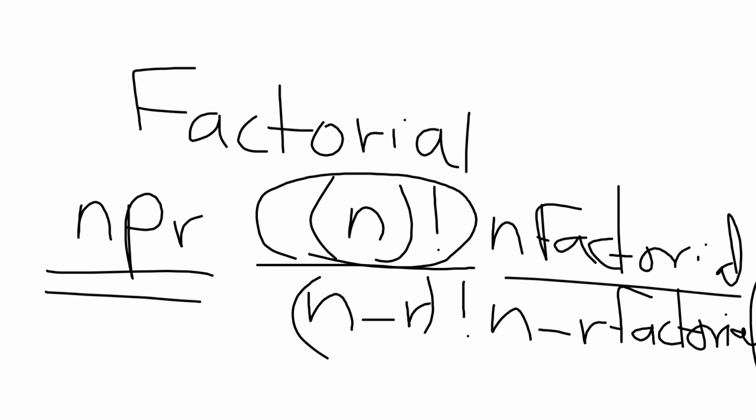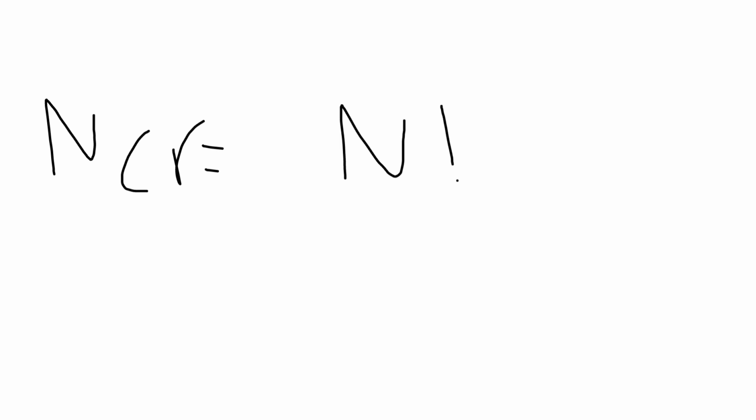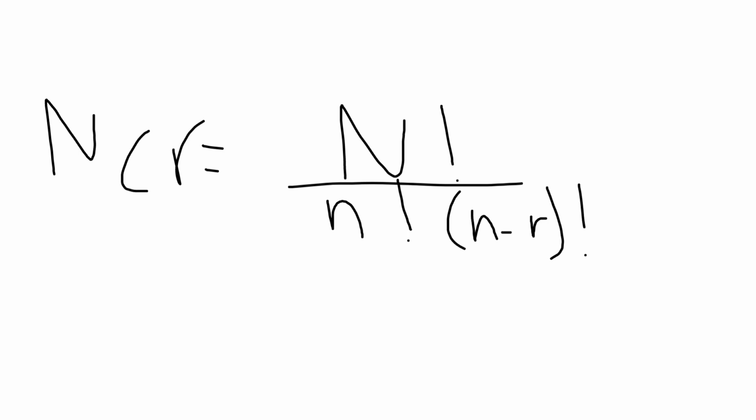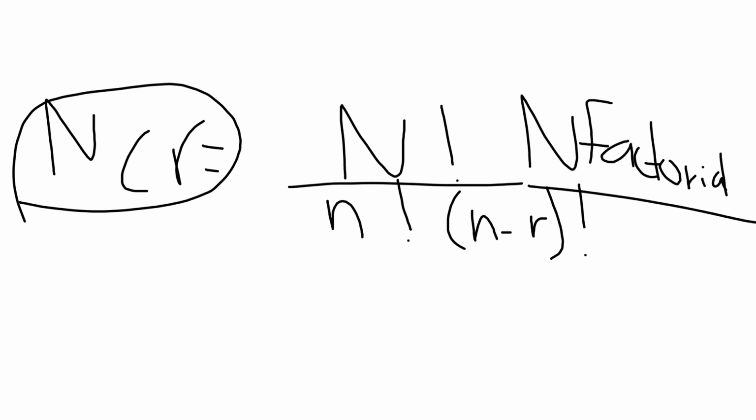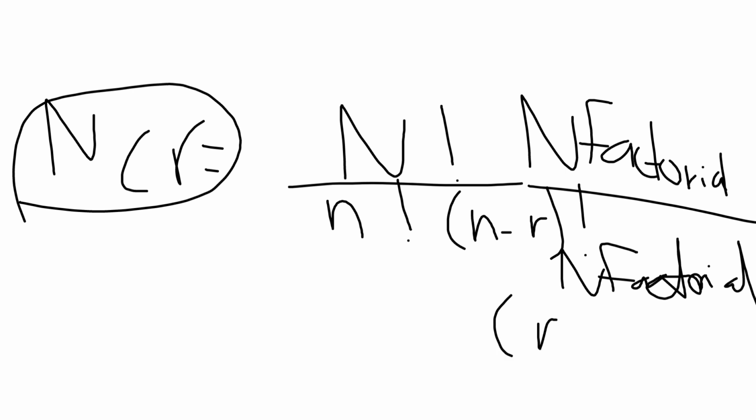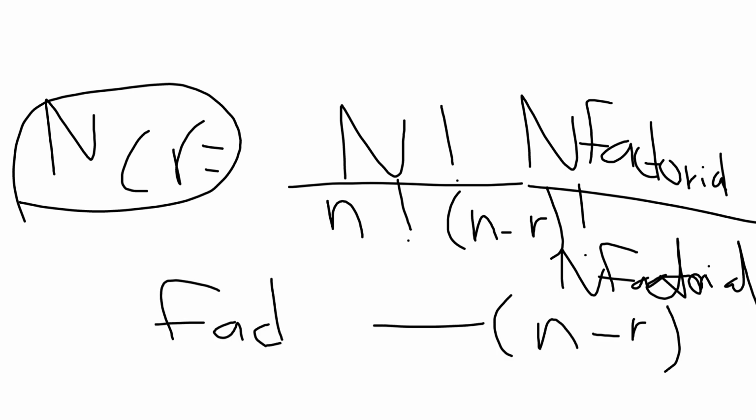Another example. NCR is n factorial over r factorial times n minus r factorial.